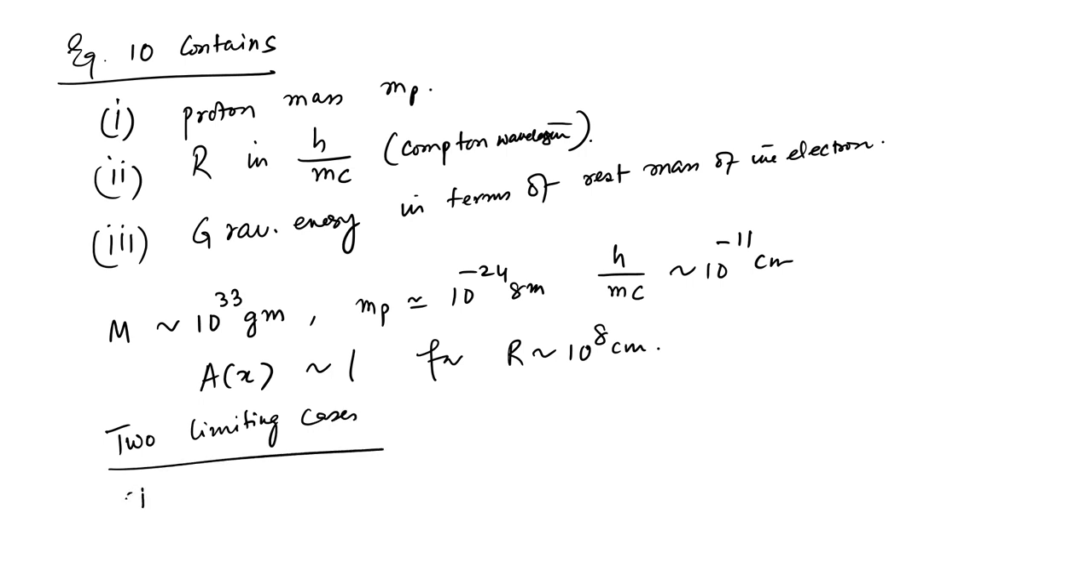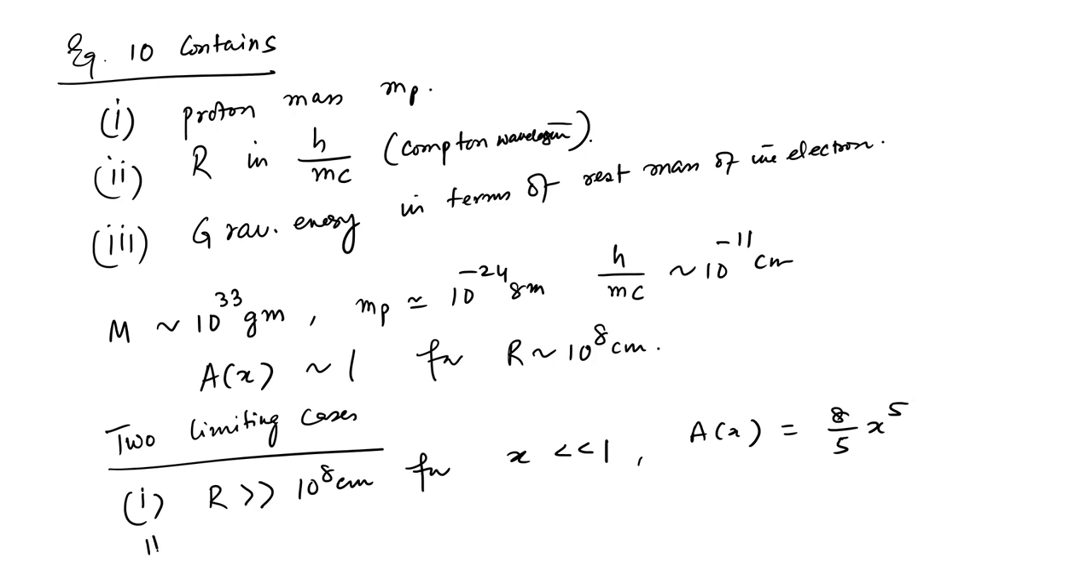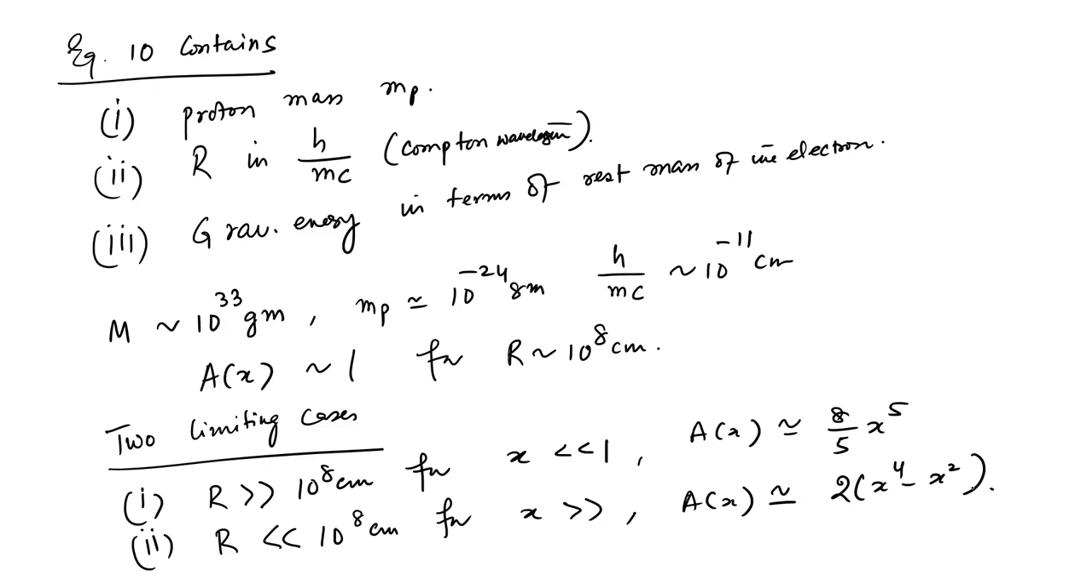One of the limiting cases is that you have r much, much greater than 10 to the power 8 centimeter, for which we have x much, much smaller than 1. A of x becomes equal to 8 by 5 x to the power 5, that's the leading order term. And the other is r much, much smaller than 10 to the power 8 centimeter, for which your x will be much, much greater than 1. And in that limit, this becomes equal to twice of x to the power 4 minus x square. These leading terms are of use to us, and we'll use them.